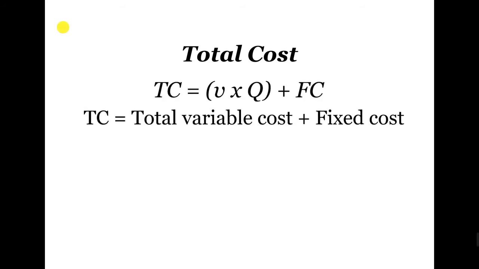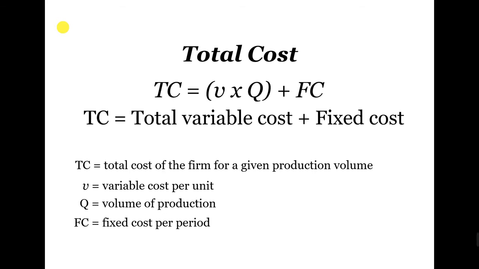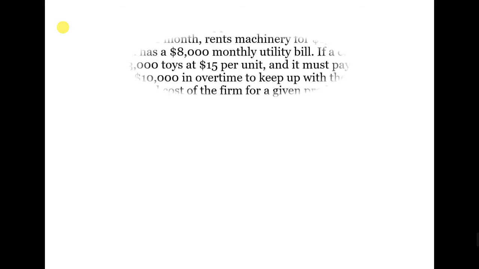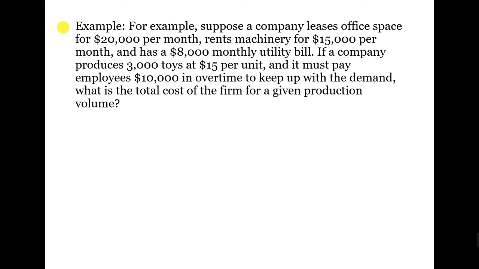For the total cost, the formula to be used is: the total cost of the firm for a given production volume is the summation of total variable cost and fixed cost, whereas the total variable cost is the product of variable cost per unit and volume of production. Now let us try to solve this problem.